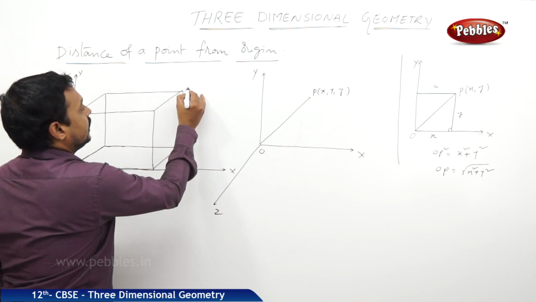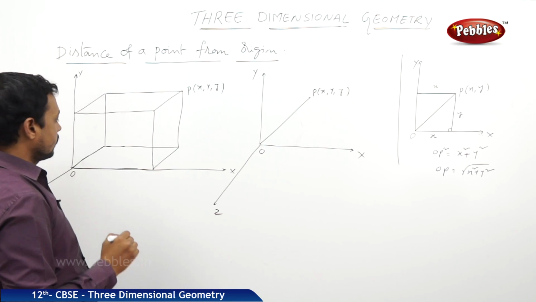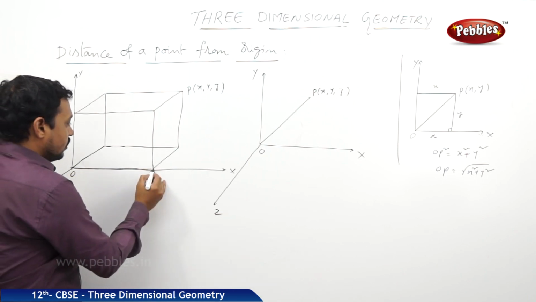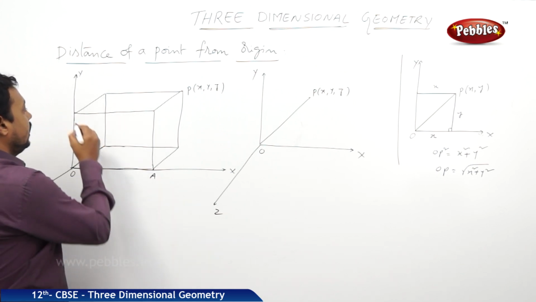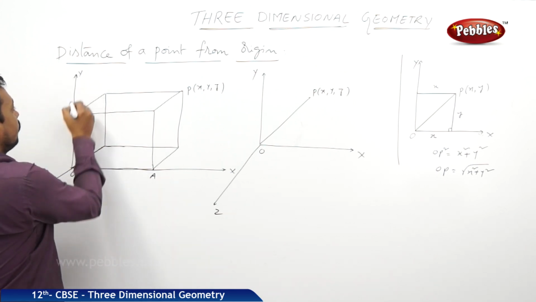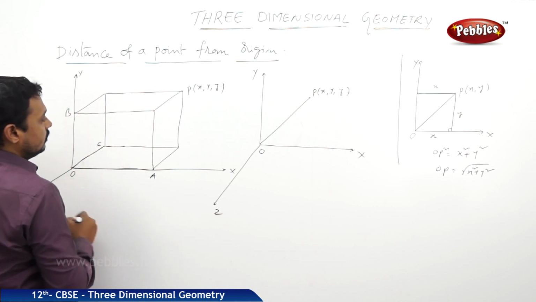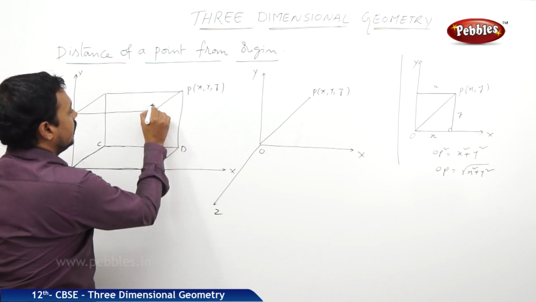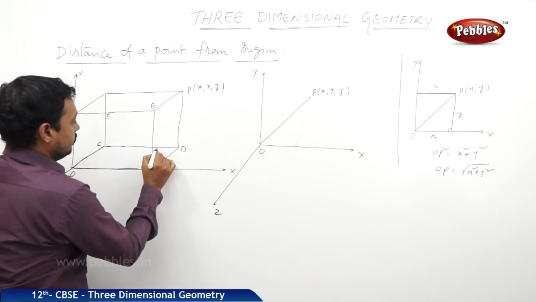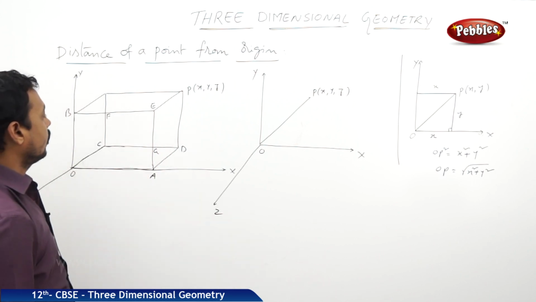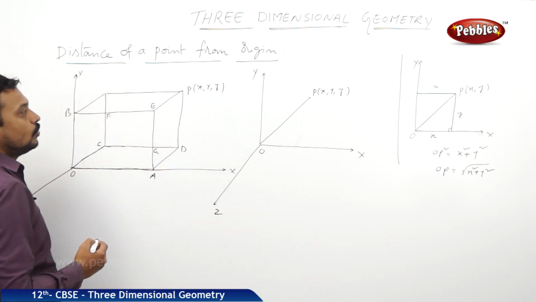Now, let us take the point P whose coordinates are x, y, z. Now, this vertex is on the x-axis, let it be A. This vertex is on the y-axis, let it be B. And let the others be C, D, E, F and G. Okay. Now, we are going to find the distance from O to P.